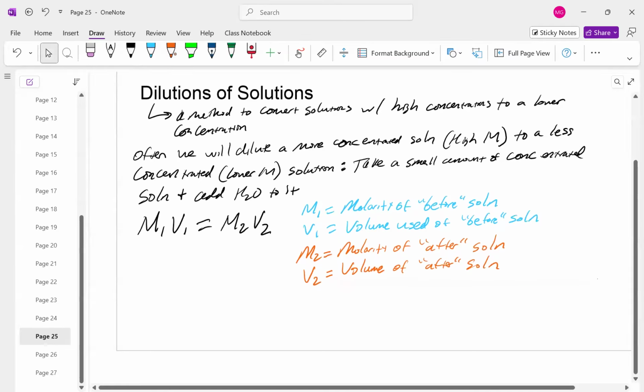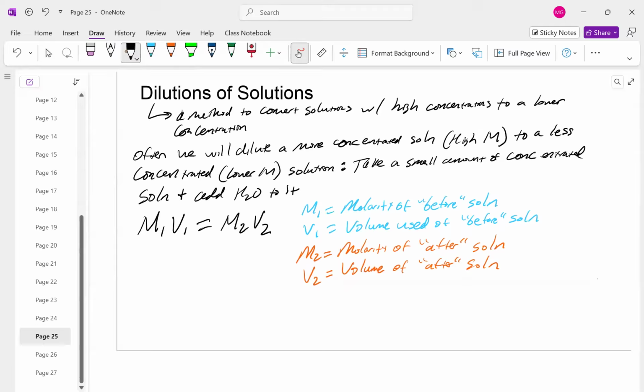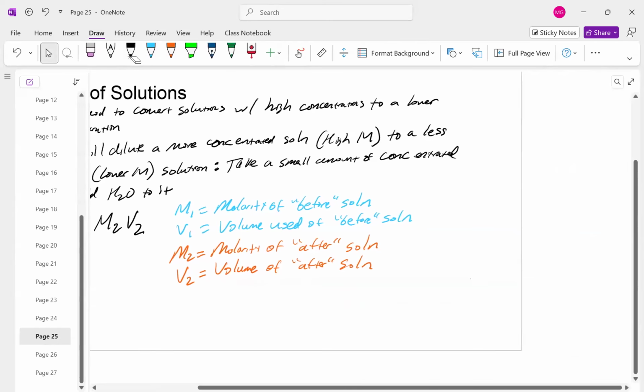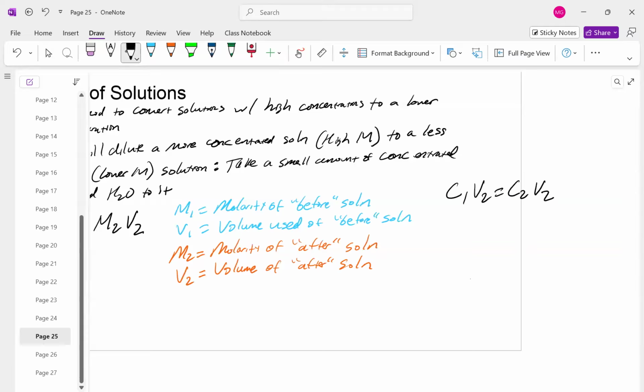Now, this doesn't work only for molarity. You can use this with any concentration units. Like we were talking about percent mass by mass or percent volume, we can use those. You can even use parts per million, parts per billion, any type of concentration unit, and the formula is exactly the same. I just put C there for concentration.